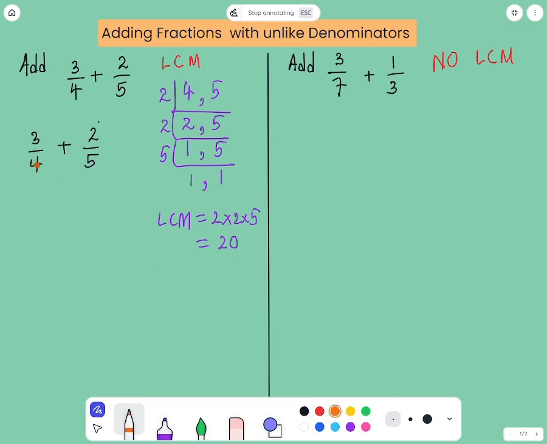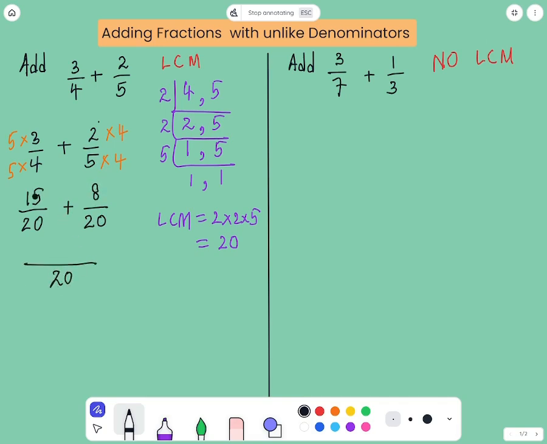Then how do you change 4 to 20? Multiply by 5. Then the numerator also we have to multiply by 5. Then this fraction, the denominator is 5. How do you change 5 to 20? Multiply by 4. Then the numerator also multiplied by 4. Now you simplify and write 5 times 4, 20. 5 times 3, 15. 5 times 4, 20. 2 times 4, 8.